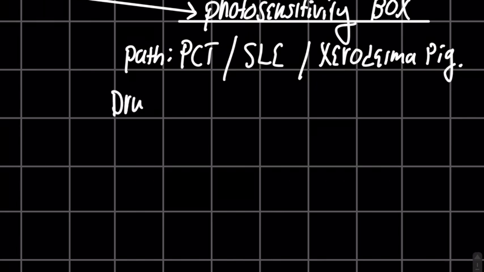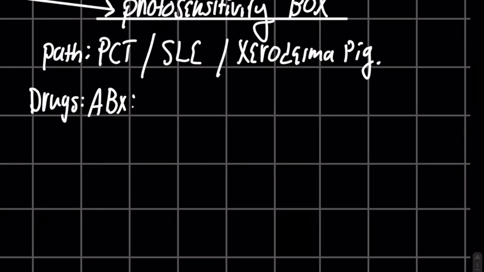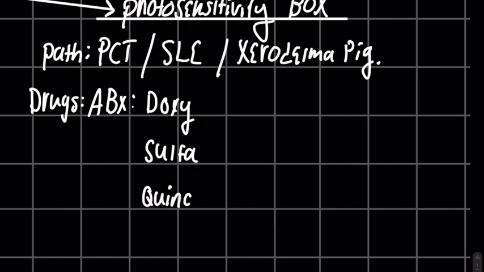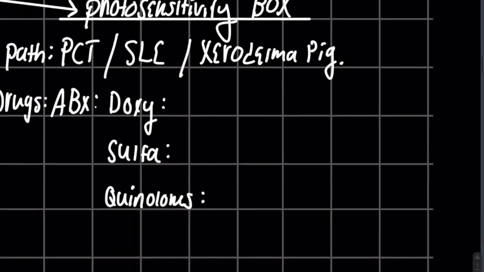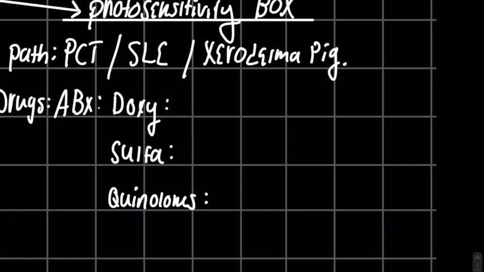The other thing I want you to think about is drugs. Drugs that cause photosensitivity are mainly going to be our antibiotics. The big three antibiotics I want you to think about are doxycycline, sulfa antibiotics, and the last is our quinolones. I don't want to go too much into these antibiotics right now, but doxycycline is a protein synthesis inhibitor. It's a pretty broad spectrum antibiotic that we can use for a lot of different things, especially atypical bugs. Doxycycline is going to cause photosensitivity.